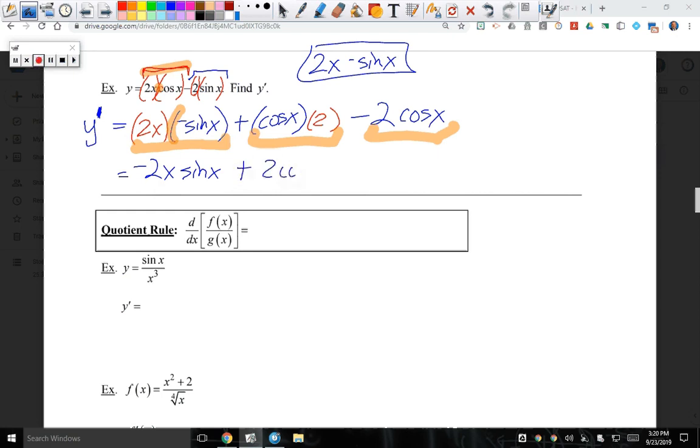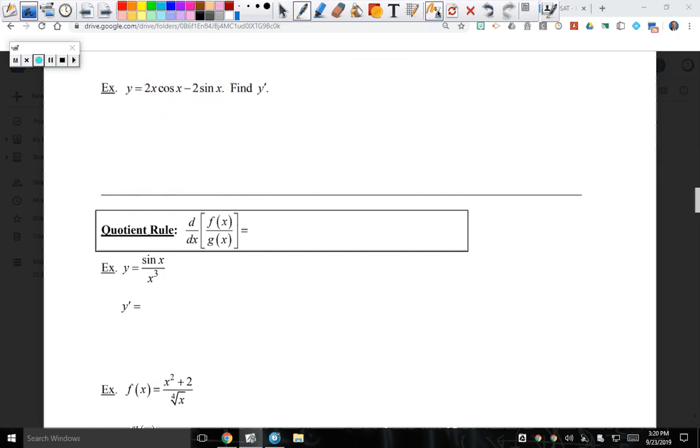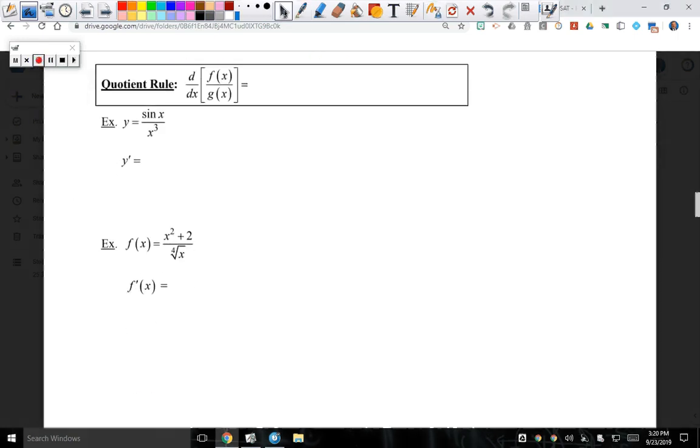Plus 2 cosine, minus 2 cosine. So that goes to 0. And I'm left with the derivative is negative 2x sine of x. Okay? Alright, so now that we've done product rule, let's do quotient rule.